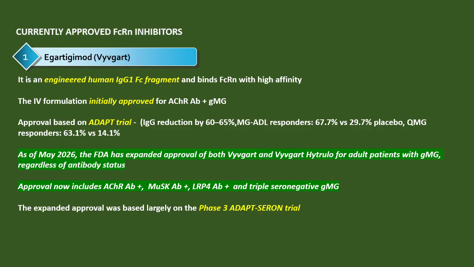As of May 2026, the FDA has expanded approval of both Vyvgart and Vyvgart Hytrulo for adult patients with generalized myasthenia gravis, regardless of antibody status. Approval now includes acetylcholine receptor antibody positive, MuSK antibody positive, LRP4 antibody positive, and triple seronegative generalized myasthenia gravis. The expanded approval was based largely on the phase 3 ADAPT-SERON trial.